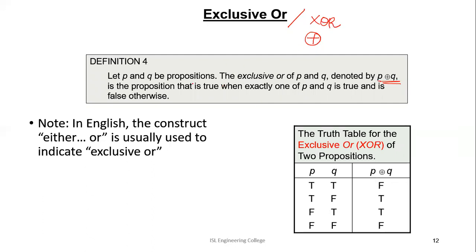And now, what is the rule? The proposition is true when exactly one of P and Q is true. So when either P is true or Q is true, the proposition is true. Exactly one means one of them should be true, the other should be false. So if P is true, Q is false, then P XOR Q will be true. Also in the case of P being false and Q being true, then exclusive OR will be true. Also in English, we usually say exclusive OR as either or.